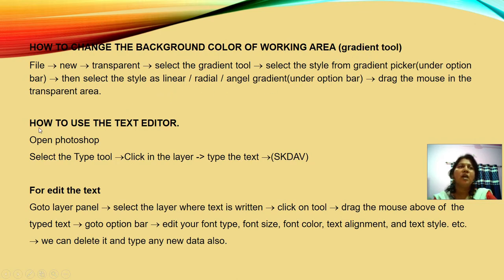Next is how to use the text editor. Means through this text editor you are able to type the text. The procedure is the same. You have to open the Photoshop, select the type tool, click in the layer, type the text. For example, I am writing SKDAB. Okay, you may write any text.